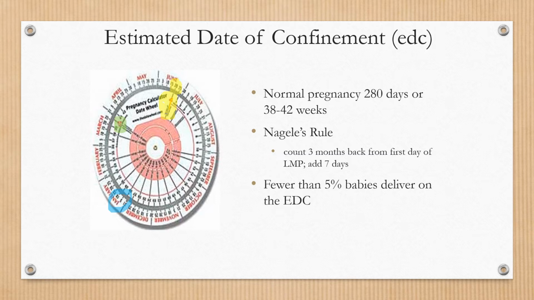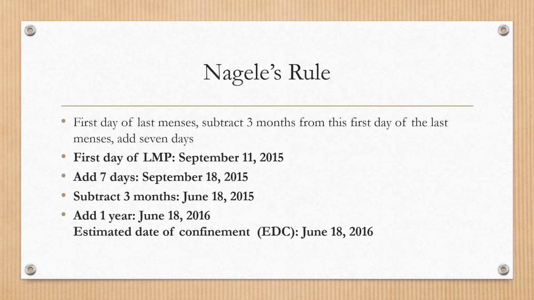Notice that fewer than 5% of babies deliver on their actual due date. It's always plus or minus 2 weeks either direction because for most people, we don't know when they exactly got pregnant. Again, normal pregnancy is 280 days or 38 to 42 weeks. You're actually completely pregnant for the full 9 months. You complete that 9 months.